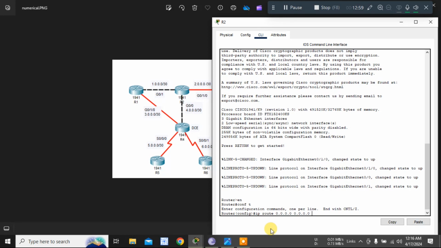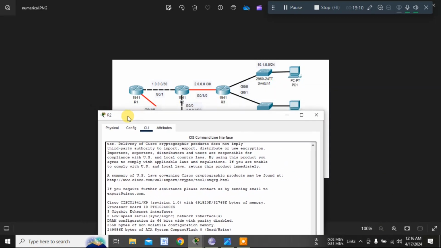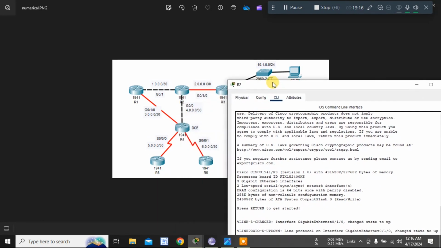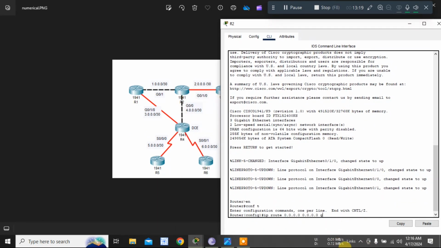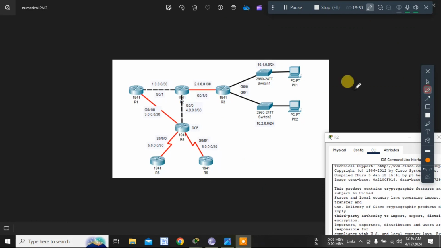one route will be, I don't have to do for this one and this one. For router number 2, for these two I will be providing via this route, so G0/1/0. What does it mean? It means that I have done the routing for both this as well as this, because I have provided this gigabit Ethernet 0/1/0 as the interface.